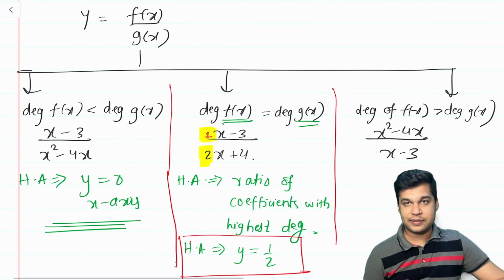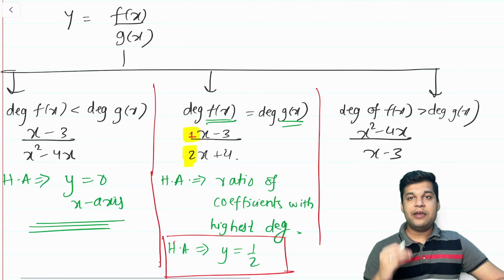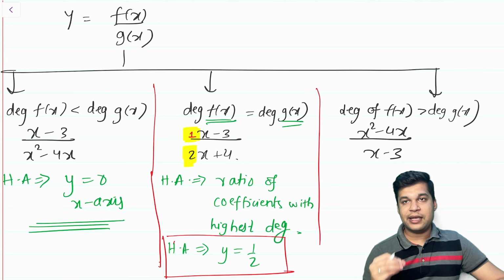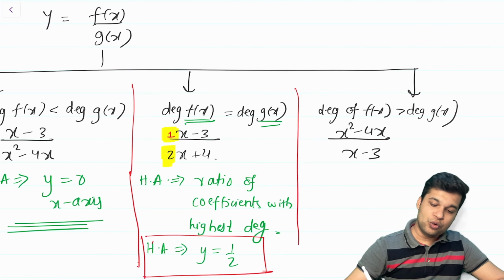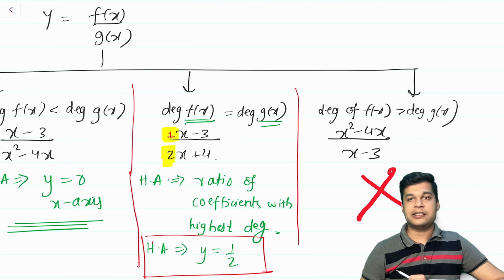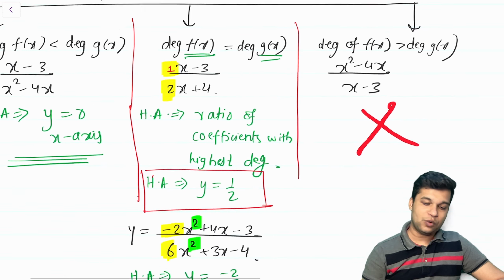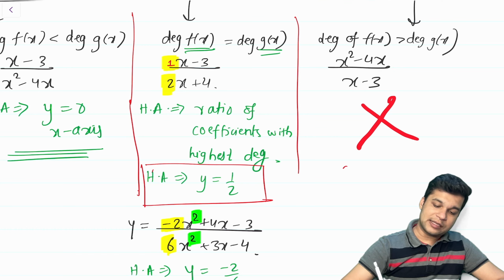Now the third case. If the degree of f(x) is greater than the degree of g(x), in this case you do not get any horizontal asymptote. What do you get? You get an oblique asymptote.